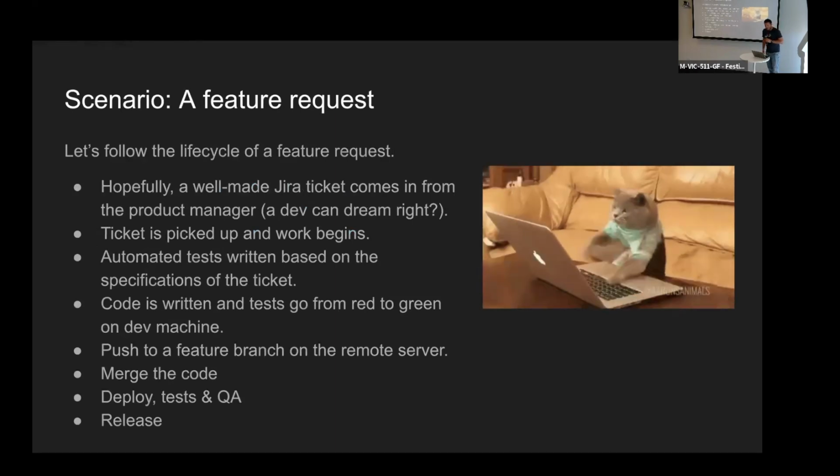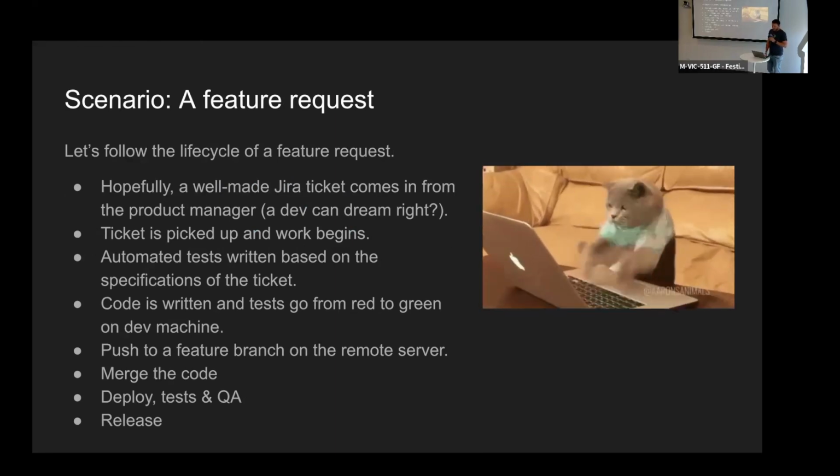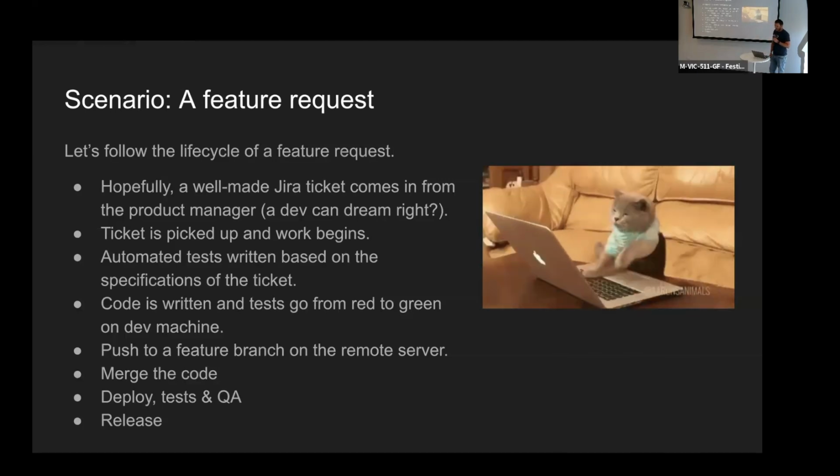So let's follow the life cycle of a feature request. This might be what a lot of software engineers deal with, but hopefully we get a well-made Jira ticket from the product manager, and they'll say, we need this thing so that it can do this in order to achieve this goal, which, we can dream. And then eventually the ticket is picked up off the backlog and the work begins.